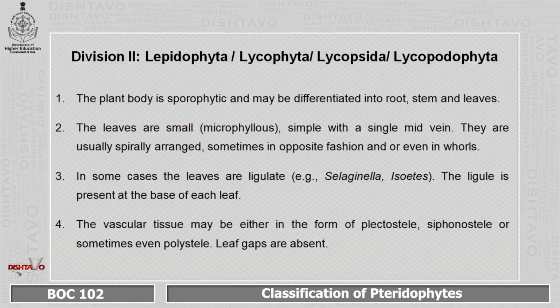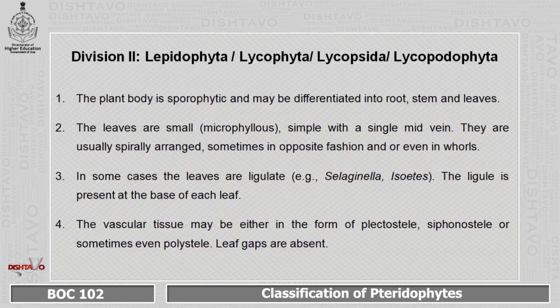In Lepidophyta, the sporophytic plant body may be differentiated into root, stem and leaves. Here the leaves are small. They are referred to as microphyllous and they show the presence of a single midvein. They may be arranged spirally or in an opposite manner or in whorls. In some cases, the leaf may have a small structure called a ligule at the base. If this ligule is present, then the leaf is said to be ligulate.